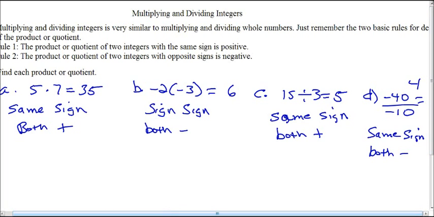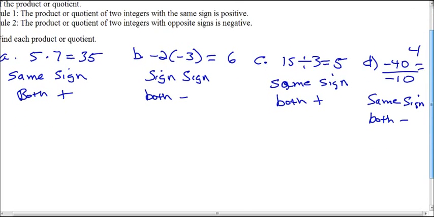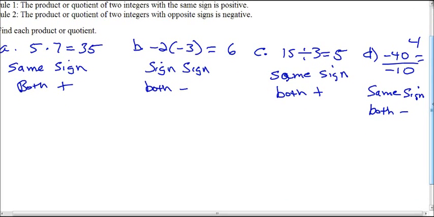Let's take a look at some more, but this time we're working with opposite signs. So opposite signs would be one negative and one positive. So let's take a look. We'll call this one E. For E, I have a negative 5 times 7. Well, I know 5 times 7 is 35.